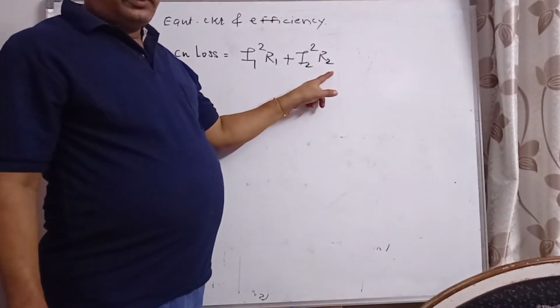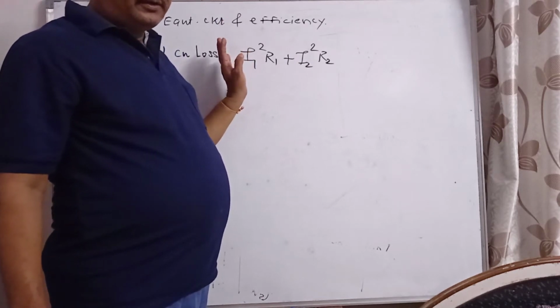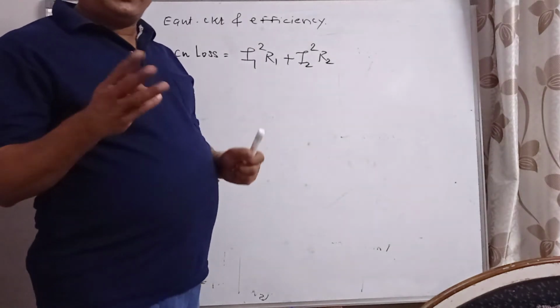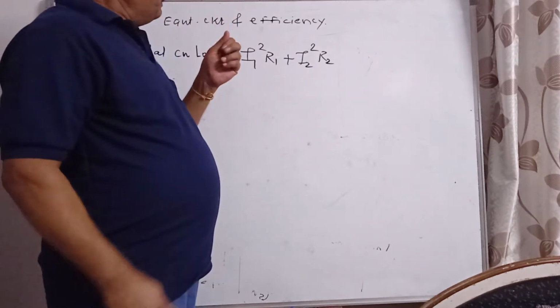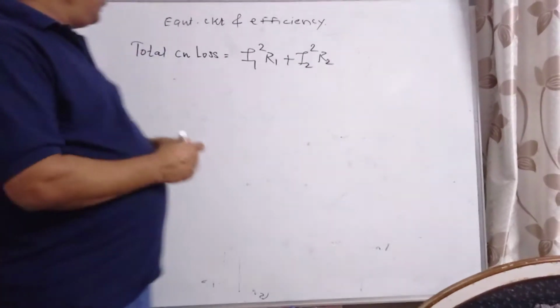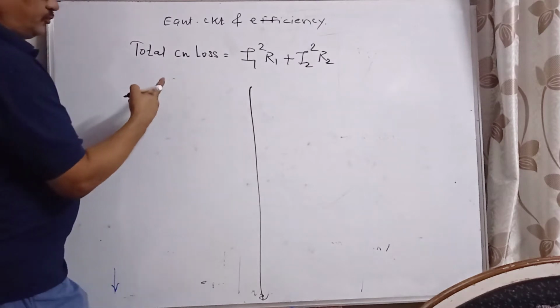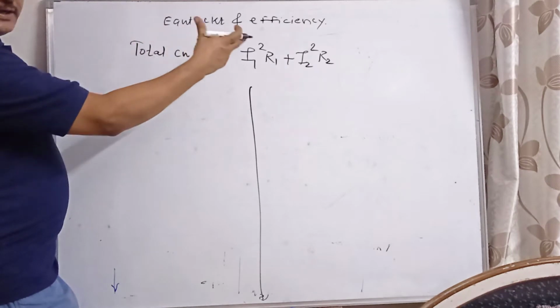This can also be I1 square X1 plus I2 square X2, where X1 is the primary reactance and X2 is the secondary reactance. I am defining it only for resistances. In a transformer there are resistances as well as reactances. So I1 square R1 plus I2 square R2. First I will convert it in terms of primary and then in terms of secondary.